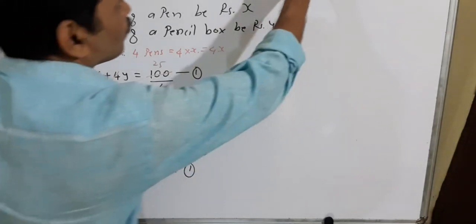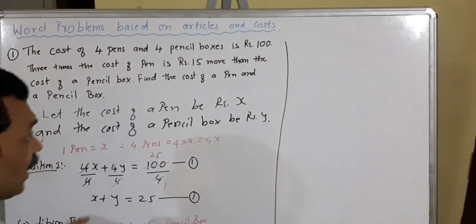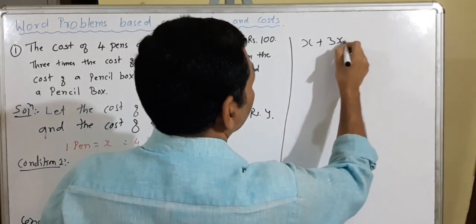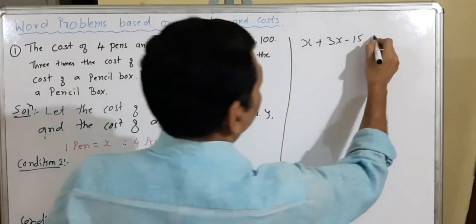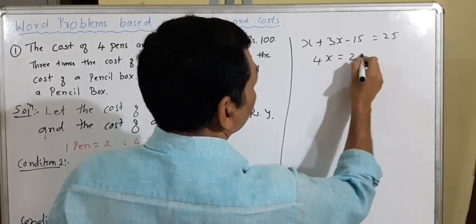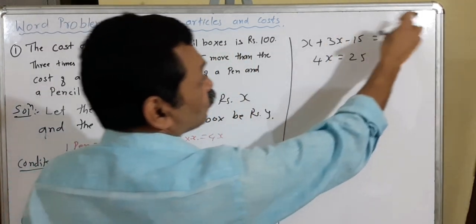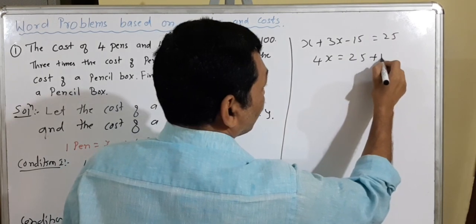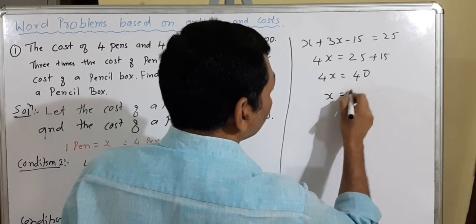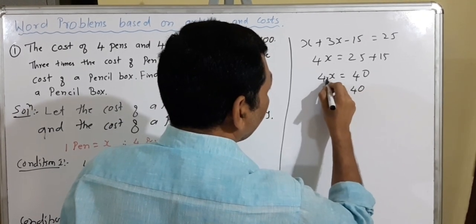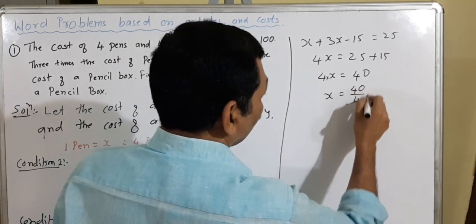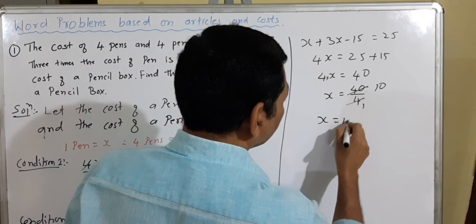So here X plus Y, where Y is 3x minus 15, so X plus 3x minus 15 is equal to 25. Therefore X plus 3x is 4x, 4x minus 15 equals 25. When the minus 15 goes to the other side, it becomes plus 15. So 4x is equal to 40. This 4 multiplied by X goes down in the denominator as a division. 4 tens are 40, and therefore the value of X is equal to 10.